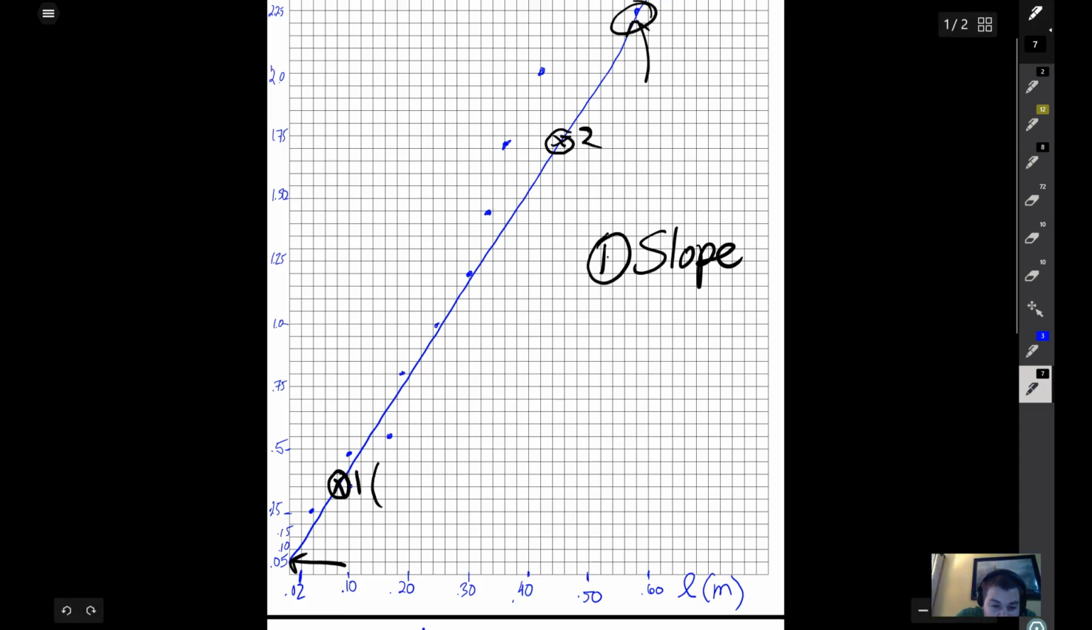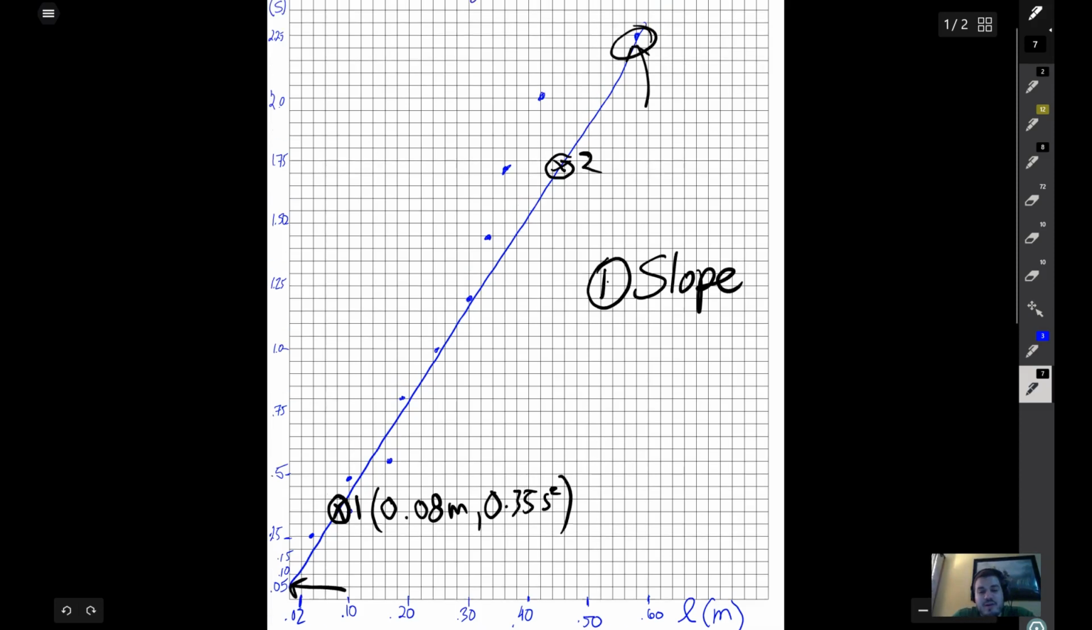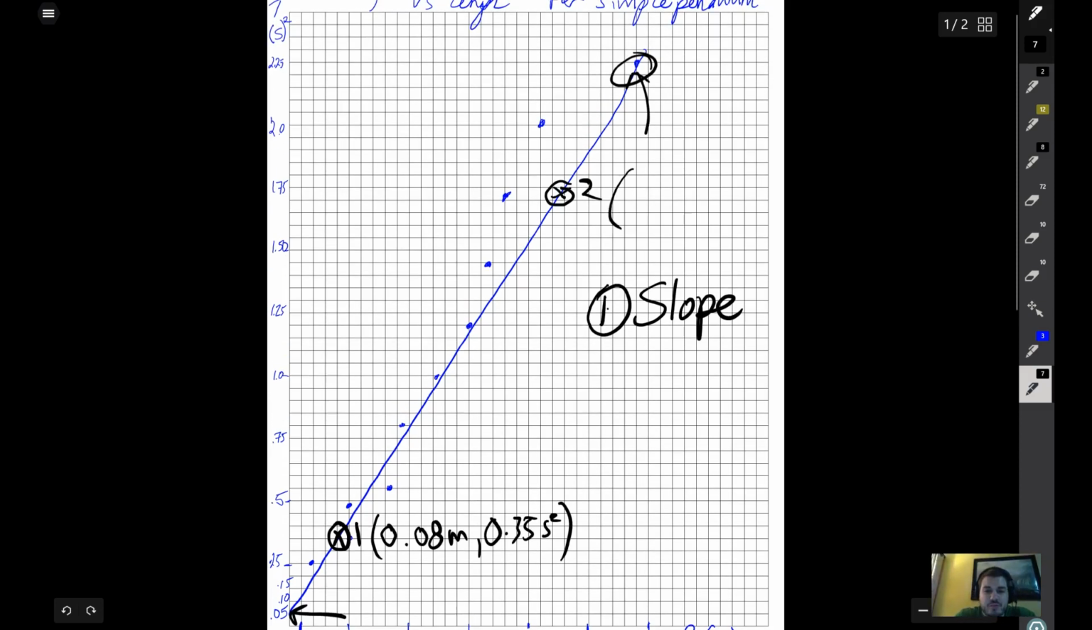And what we need to do then is figure out, okay, what are the coordinates for this point, right? So this looks like it's at approximately 0.08 meters. Always write units. This will help you when you calculate your slope with units. And then I'm at 0.35, so 0.35 seconds squared. So that's my coordinates for my first point.